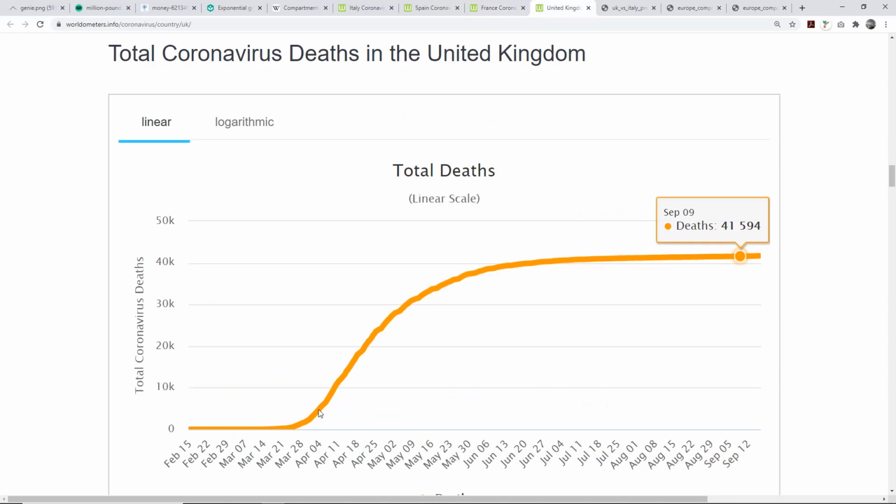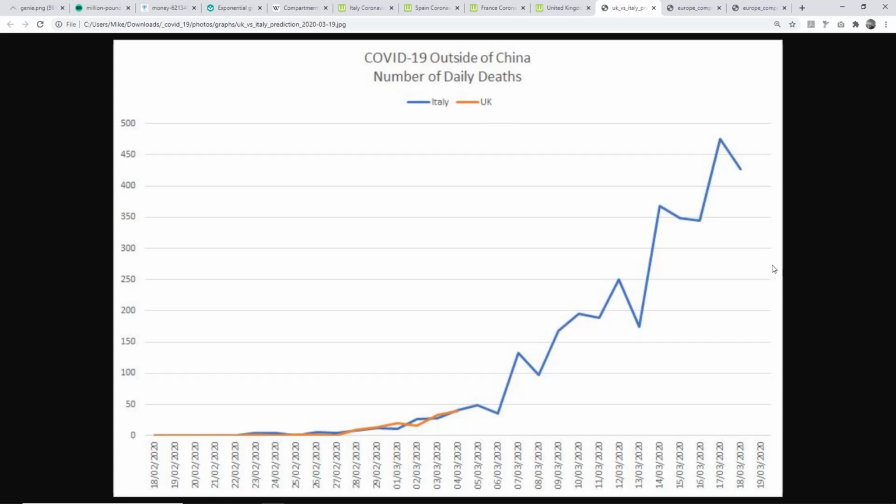We see how it started at 0, increased over time, levelled off, plateaued. And the big question is what's going to happen next. I created this chart on the 19th of March.